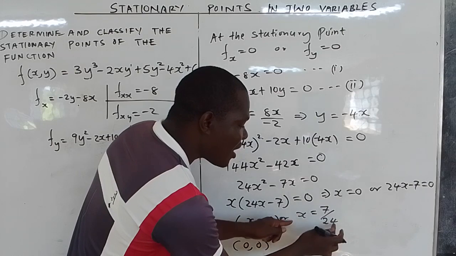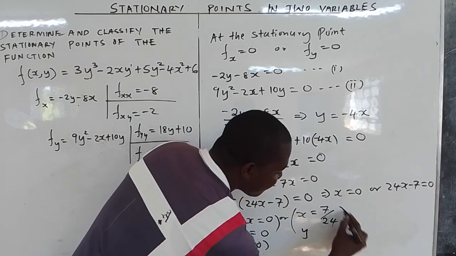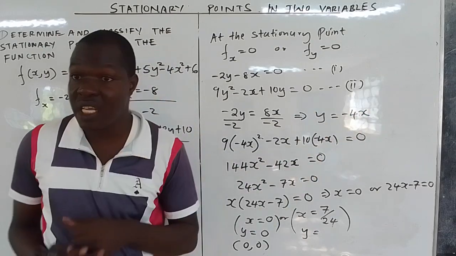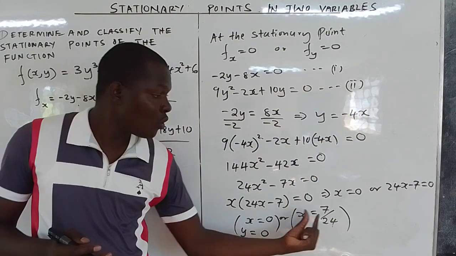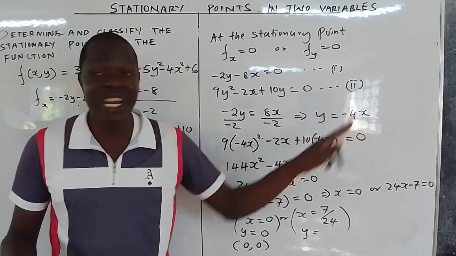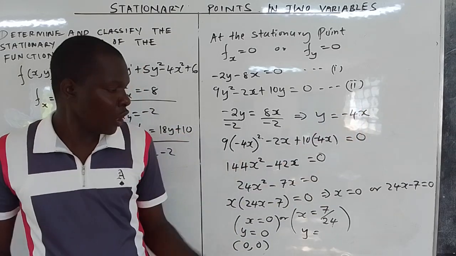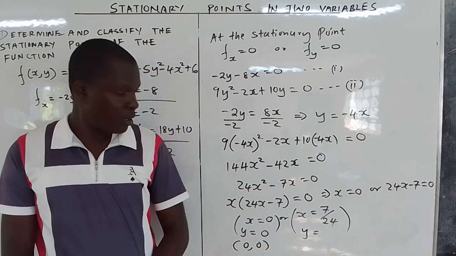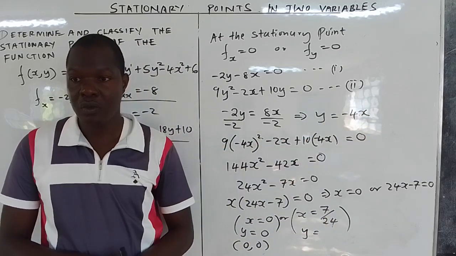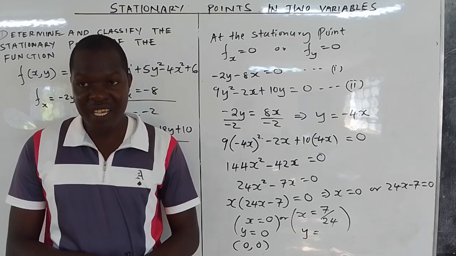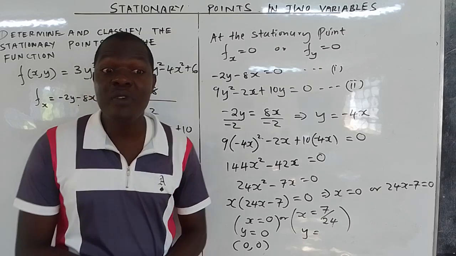You move to the next one. When x is 7 over 24, what is y? y is negative 4x, meaning negative 4 times the value of x, isn't it? Because these two are coordinates, if you have one, you get the other with the equation relating them, isn't it? So when x is 7 over 24, what is y? Negative 4 times 7 over 24. What is the value of y? Negative 7 over 6, isn't it? Have we done it with the calculator?